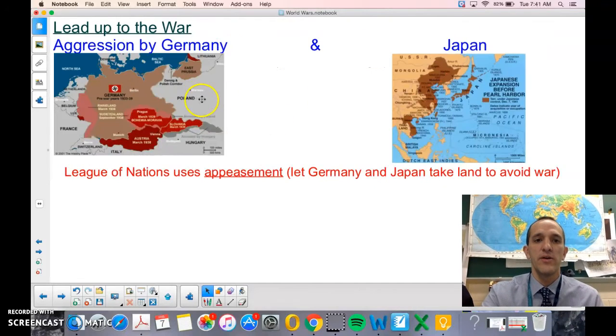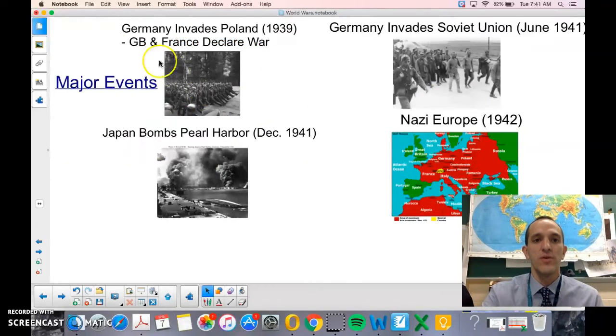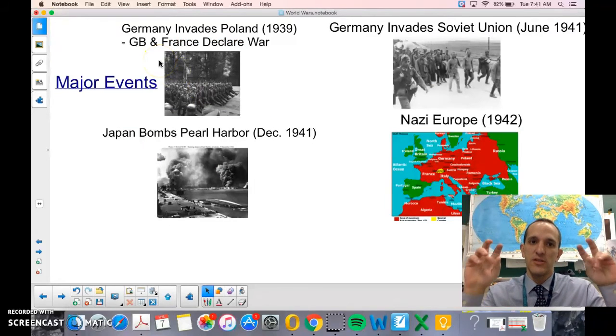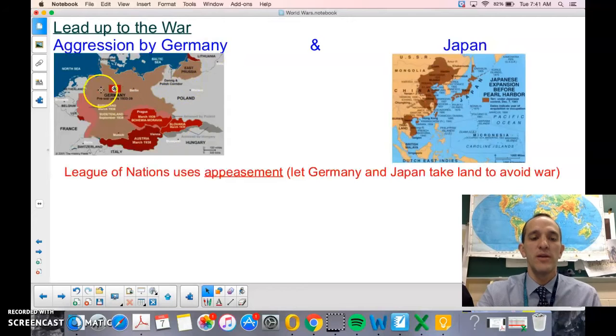So coming back here, here's Poland. This is Germany. The Soviet Union is over here. What leads to the start of this war, the first event that starts this war, is Germany invades Poland in 1939. So again, Germany has expanded here. They're going to invade Poland in 1939. And when they do, Britain and France are like, that's enough. We've appeased them long enough. We need to do something about it. So Britain and France declare war on Germany.